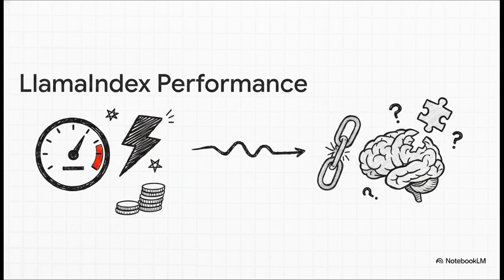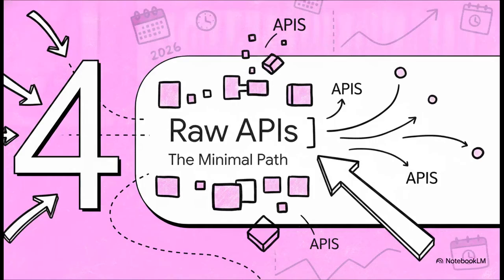However, to be totally fair, it does have weaker out-of-the-box multi-turn agent state persistence compared to LangGraph, so you're going to have to do a bit more manual work if you need stateful, long-running agents with a human in the loop. Moving right along to Section 4, Raw APIs, the minimal path.